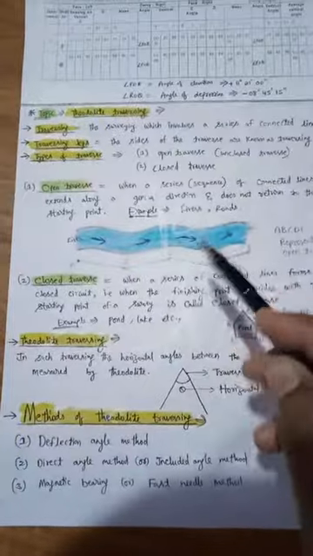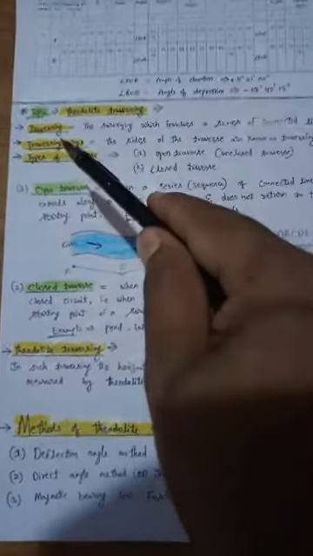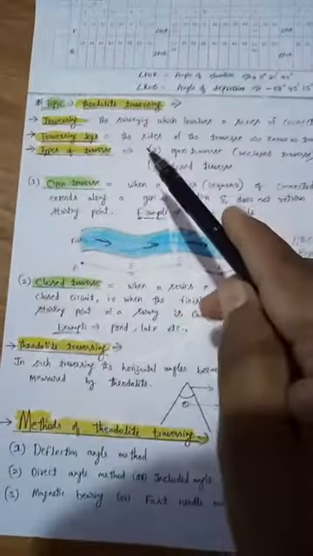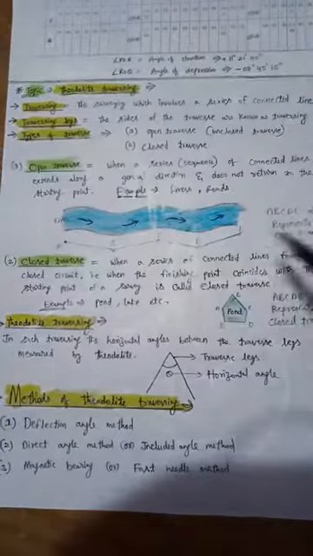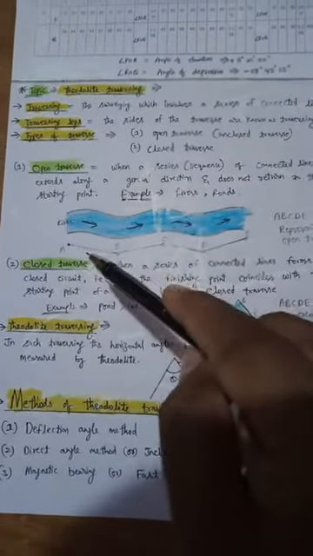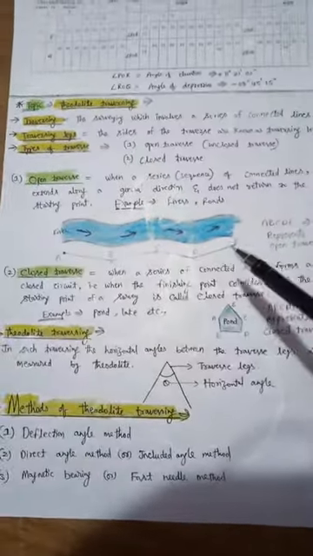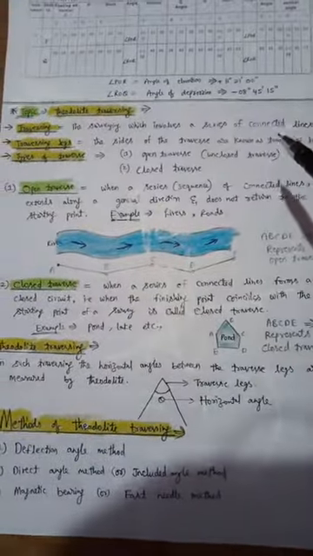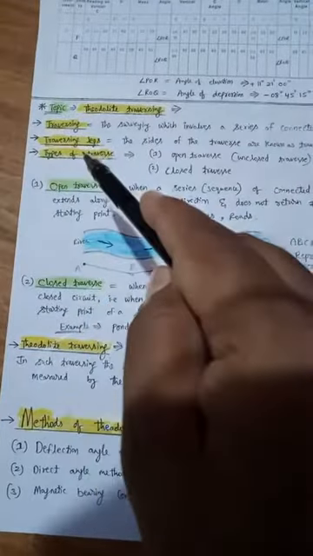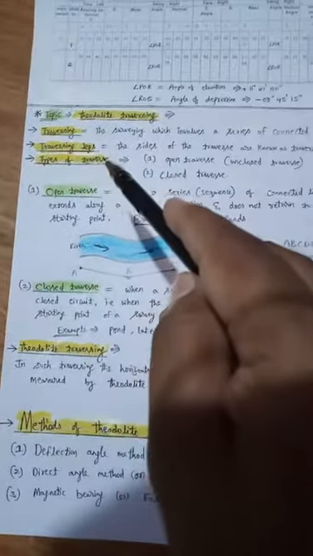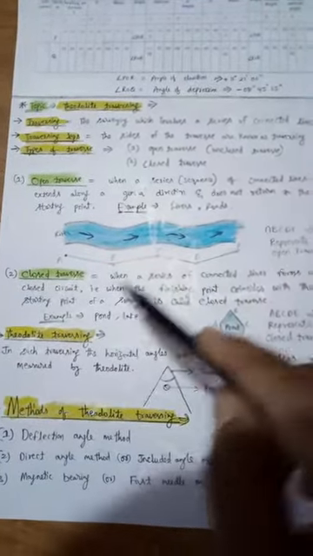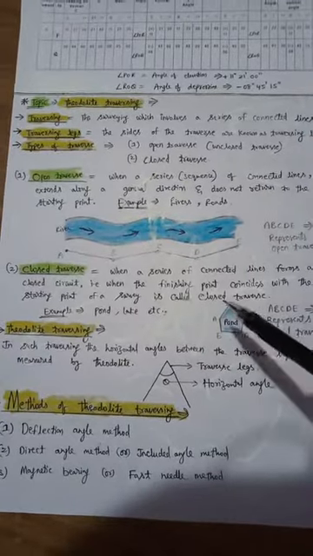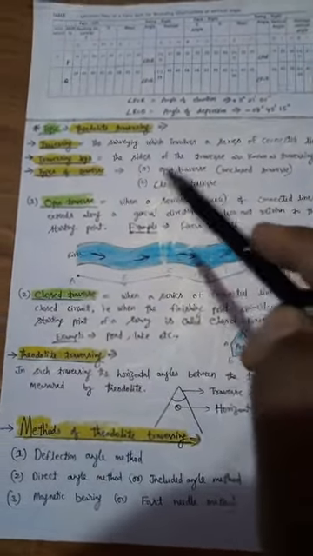In theodolite traversing, the first definition is traversing. Traversing means a series of connected lines. See in this figure, the lines are connected in series. So the definition is: a series of connected lines is known as traversing. The next definition is traversing legs. These are the sides of the traverse. See, these are the sides. So it is known as a traverse leg.